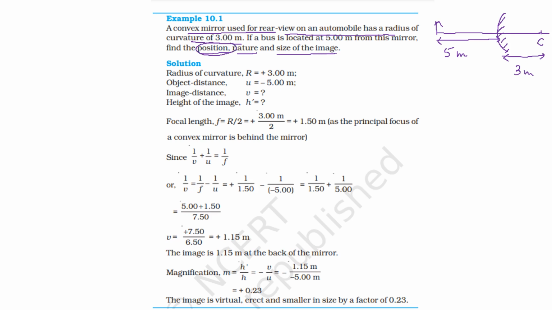Position means you have to find the v. Nature means real, inverted, diminished, enlarged. And size means height of the image. So here radius of curvature is 3 meters. That is known to you. So the focal length will be what? Focal length will be r by 2. That is 3 by 2. That will be 1.5 meter.